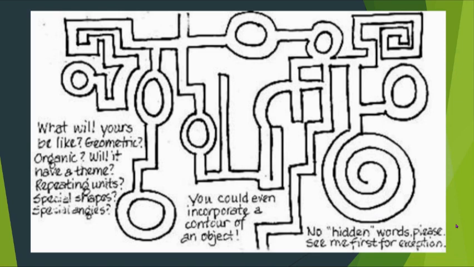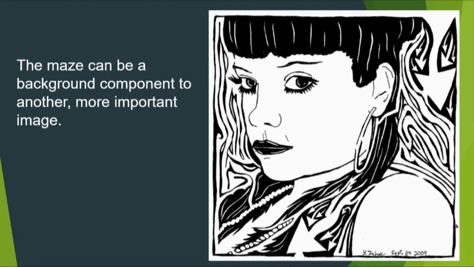you can incorporate an object. Maze paths can be straight or curved, geometric, organic. You can incorporate all sorts of designs into a maze other than your traditional line maze. So, for example, here's a student artwork, not for this project, of course, where the maze is the background to a portrait. This would be complicated to do, but you could absolutely do it.